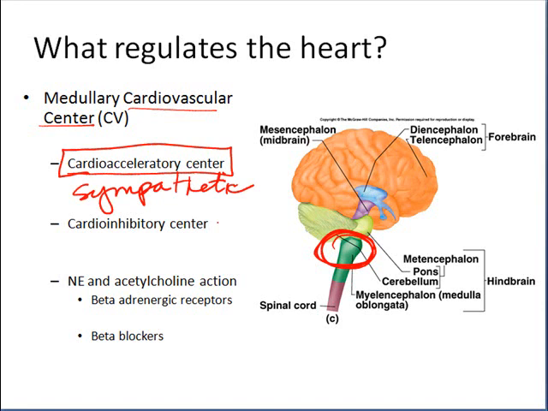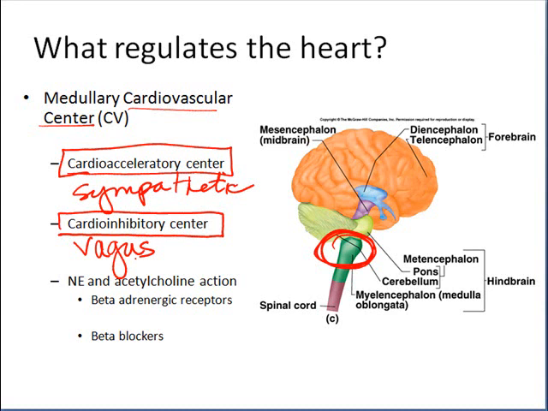Some of the neurons are located in the cardioinhibitory region, and their job, as the name implies, is to slow the heart rate down. It does that by sending signals along the parasympathetic nervous system's main neuron that goes to the heart, which is the vagus nerve. And we can send signals along the vagus nerve to the SA node, to the AV node, and this causes the release of acetylcholine. And remember, acetylcholine is one of those negative chronotropic agents.